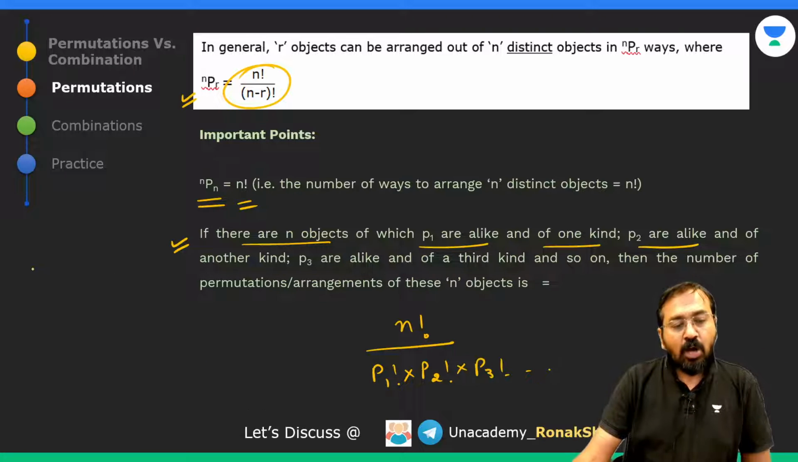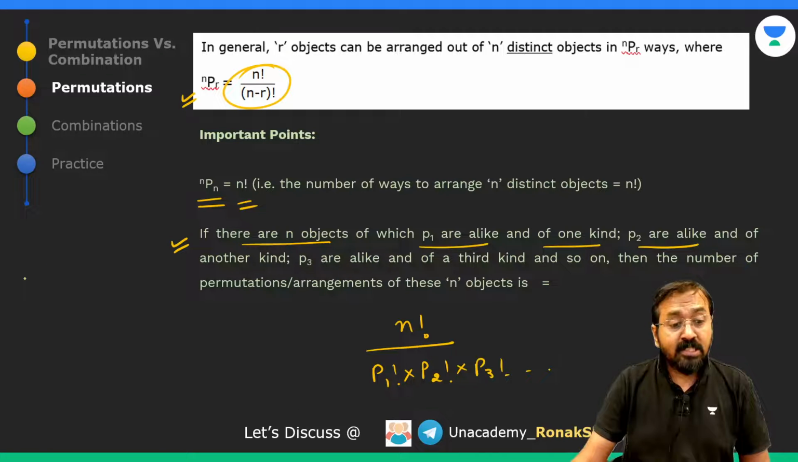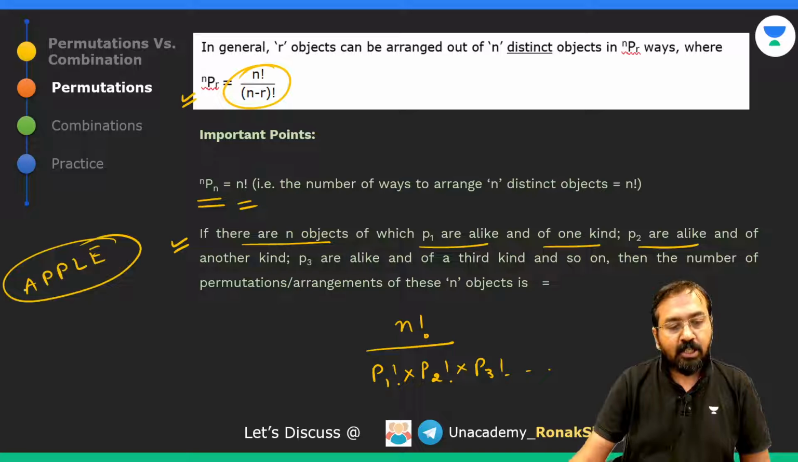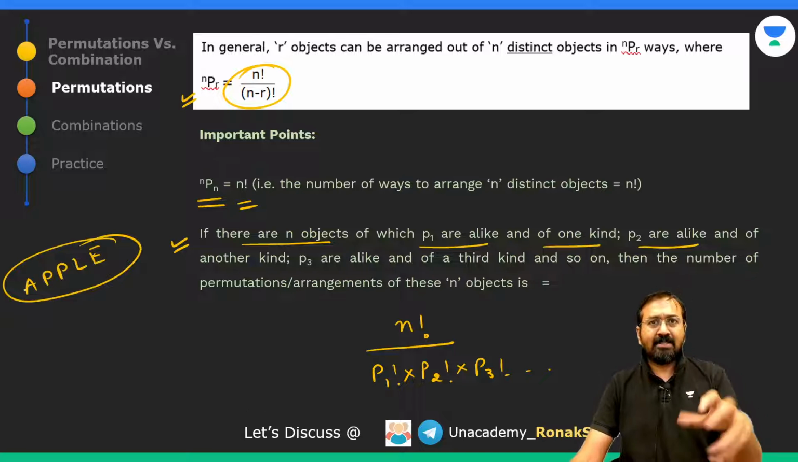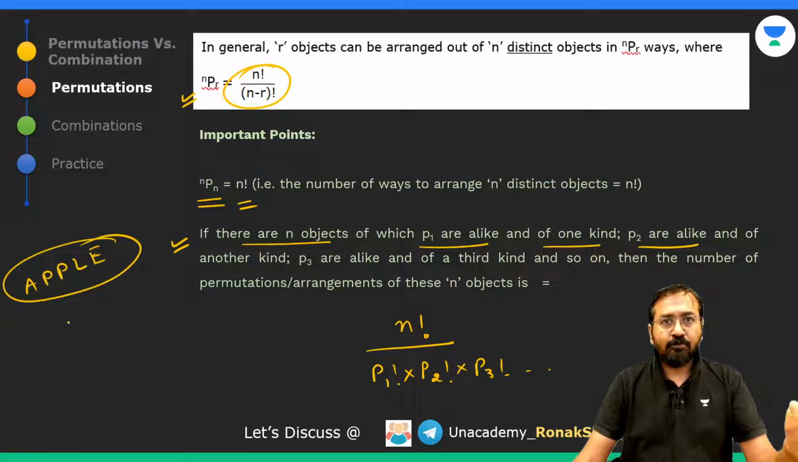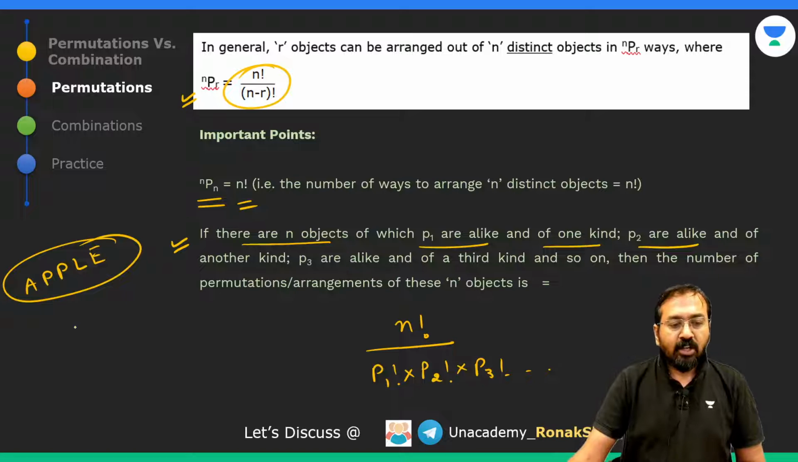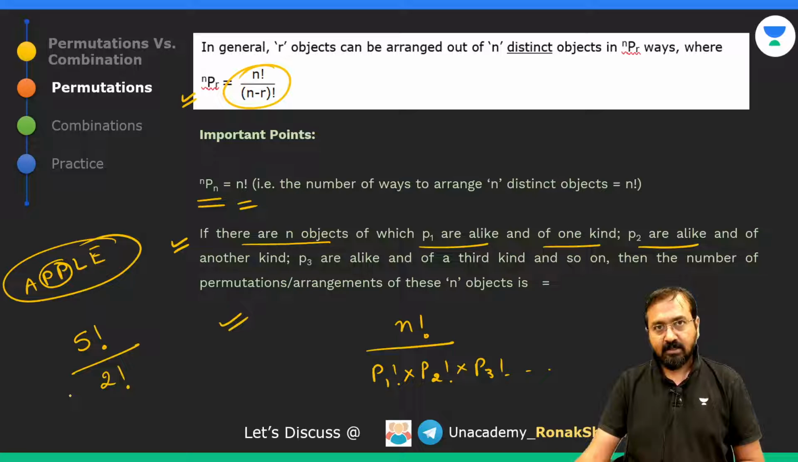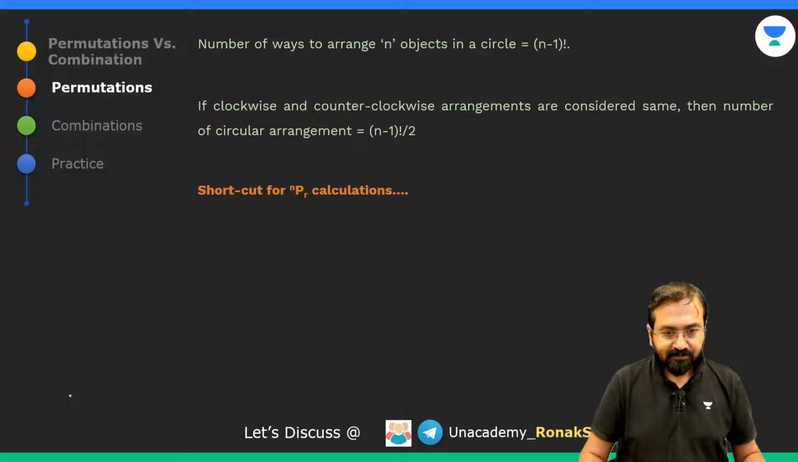If I ask you how many different words can we make using the letters of the word apple? Basically we need to rearrange the letters of the word apple. There are 5 letters, so we could have arranged them in 5 factorial ways, but since there are 2 identical letters, that is 2 P's, we'll have to divide by 2 factorial. So this is what this point says. I really hope you have understood this.